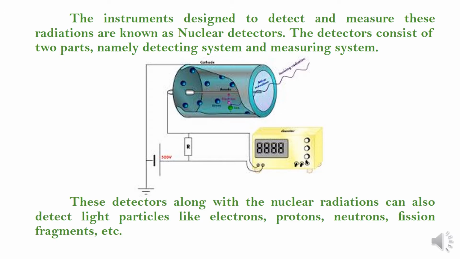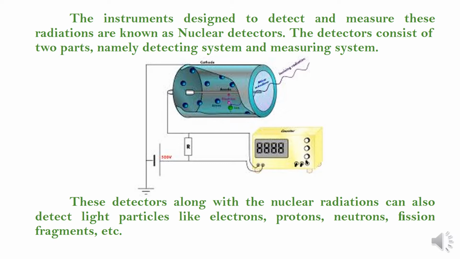Now these nuclear detectors are used not only to detect the nuclear radiations, that is alpha, beta, gamma, but they can also be used to detect other particles like electrons, protons, neutrons, fission fragments, etc.